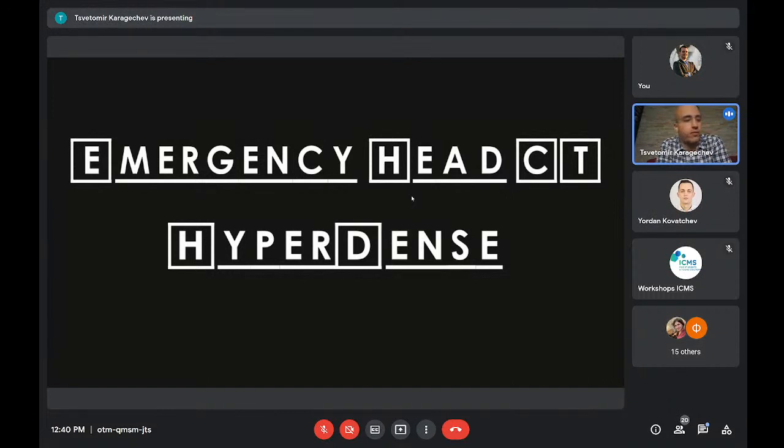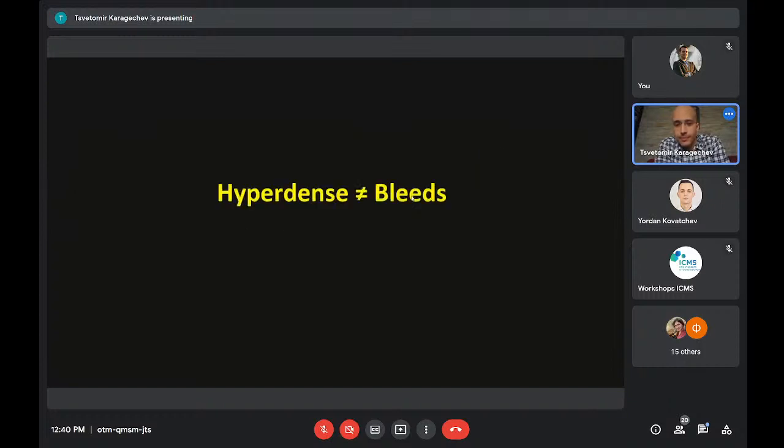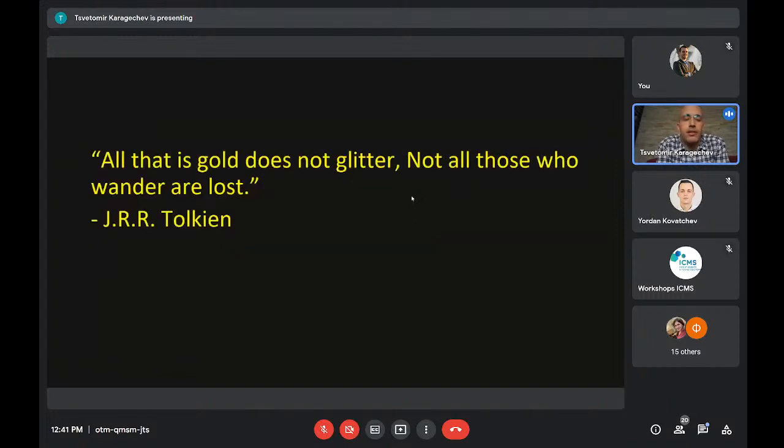As Dr. Kovatchev told you, in the last part of this talk today, we will talk about hyperdensities in the brain. I want to start this session by pointing out that not everything that's hyperdense, so not everything that's bright on head CT, is a pathology. And most definitely, not every hyperdensity in the brain corresponds to a bleed. But in order to make the most of the little time that we have today, bleeds and hematomas will be the main focus of my talk.